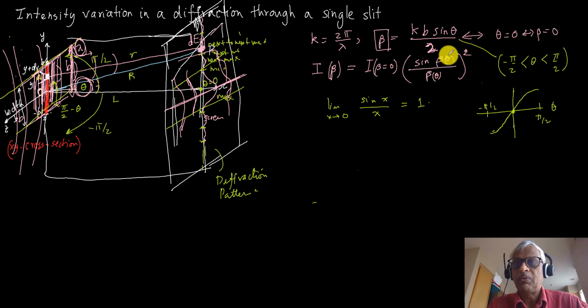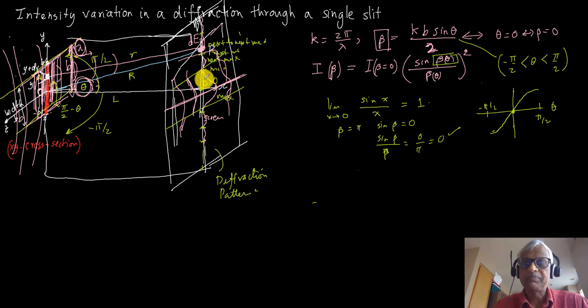However, whenever sine of beta, if beta is, say, pi, then sine of beta will be 0, and sine beta over beta is now well defined. This is going to be 0 over pi, and this is okay to be 0. So that's the direction that we will see a minimum, right?